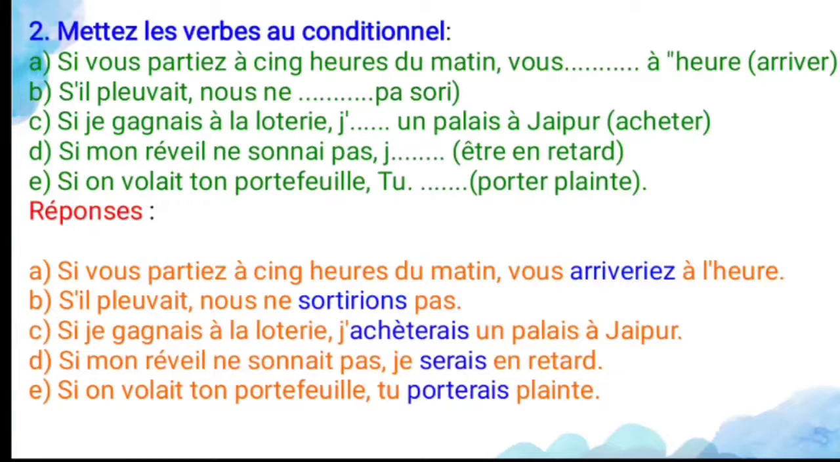So let us move to the second one. Mettez le verbe au conditionnel. So make the verb in the conditional present. Here also they used a second type of clause, that is the C clause, imperfect plus conditional. So they already conjugated in the imperfect, and you have to conjugate the verb in the conditional present. And let us see the questions.